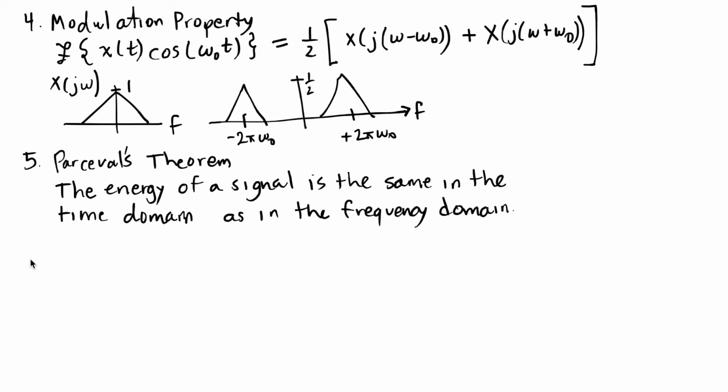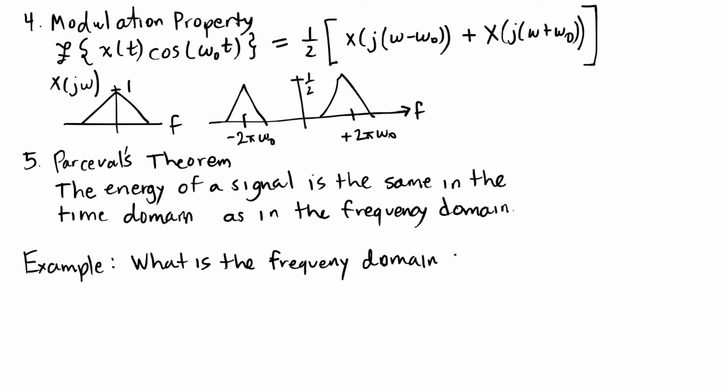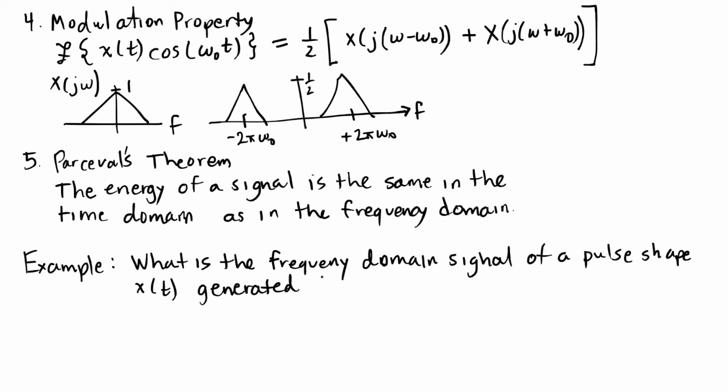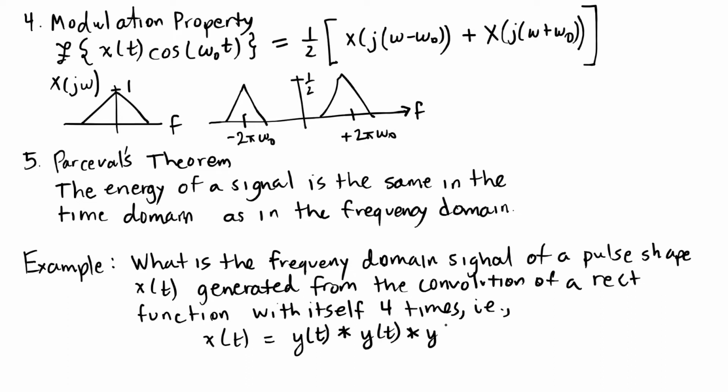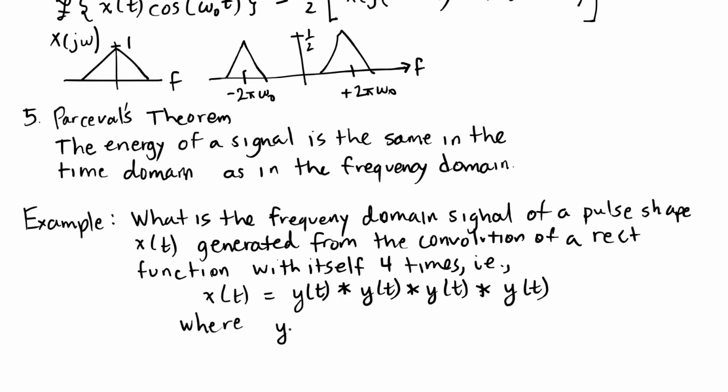Here I'm going to talk about a pulse shape that we develop using a convolution of different pulse shapes that are easier to describe. The example is, what is the frequency domain content of a pulse shape x of t generated from the convolution of a rect function with itself 4 times? That is, x of t is equal to y of t convolved with y of t convolved with y of t convolved with y of t, where y of t is this rectangular shaped function that is 1 between minus T over 4 to plus T over 4 and 0 otherwise.